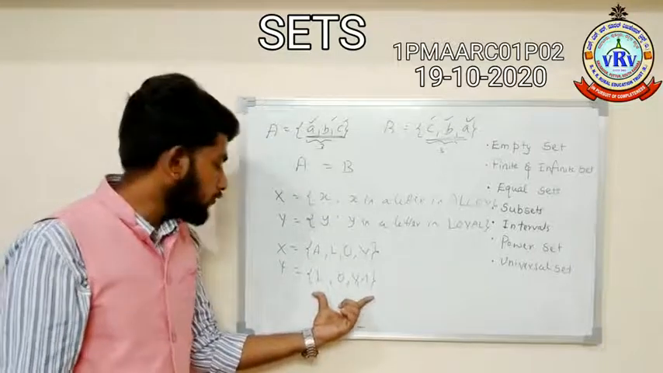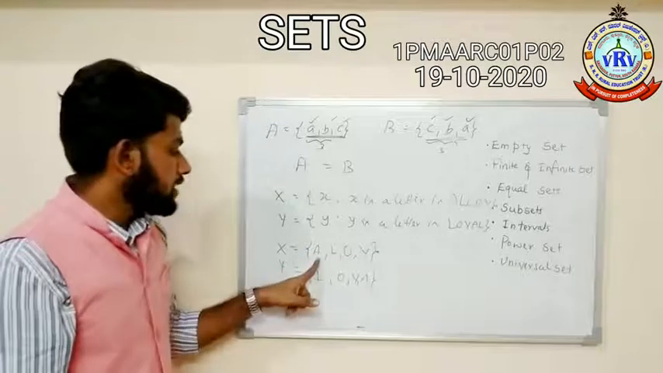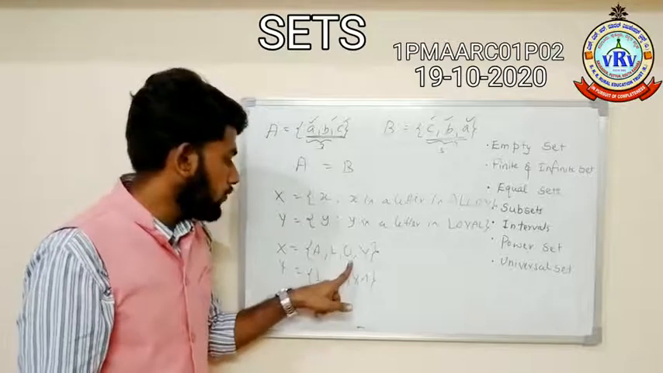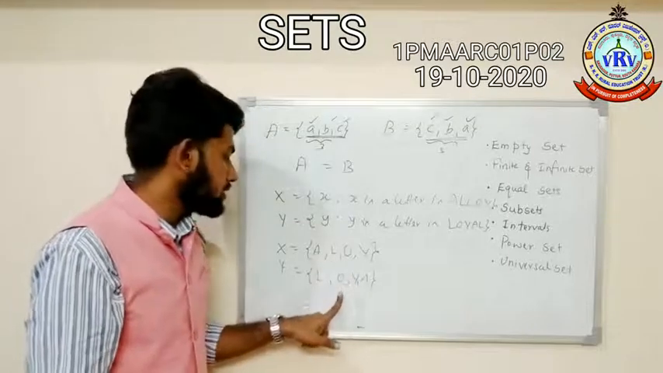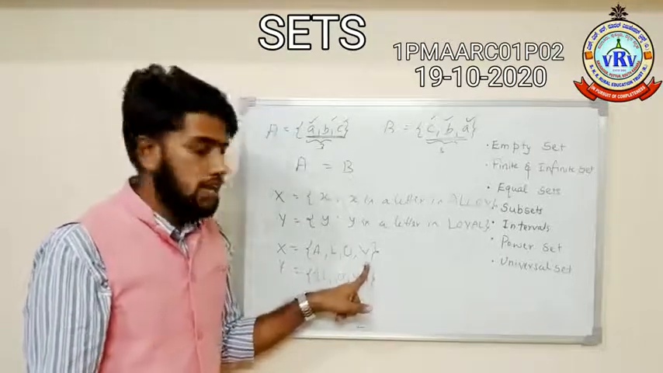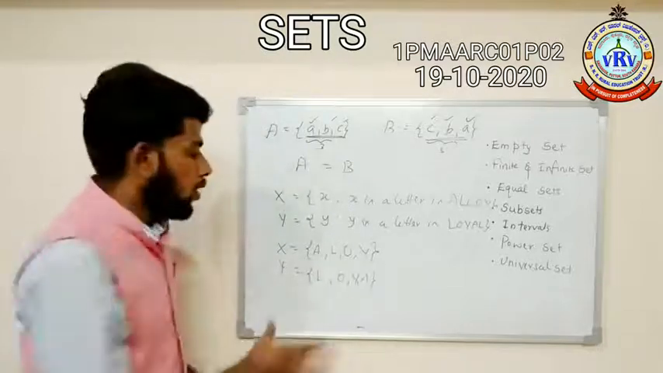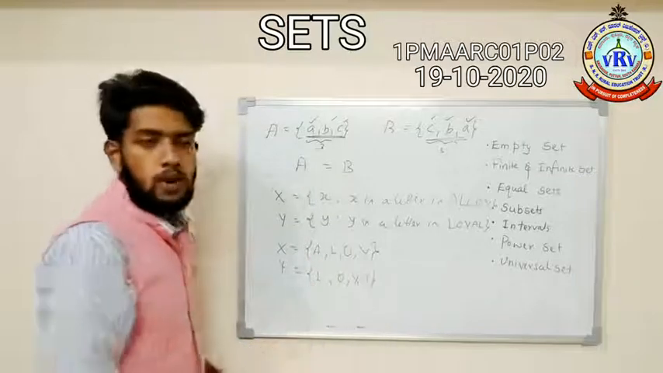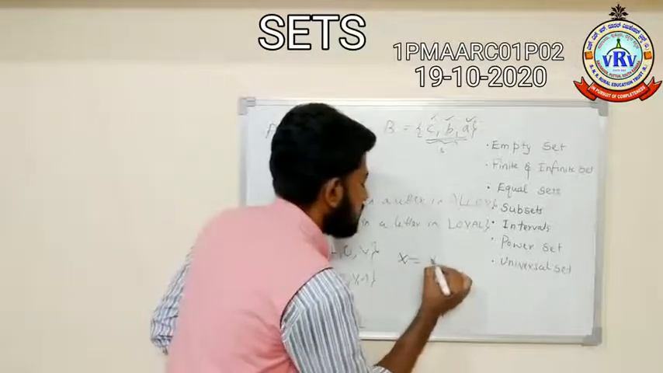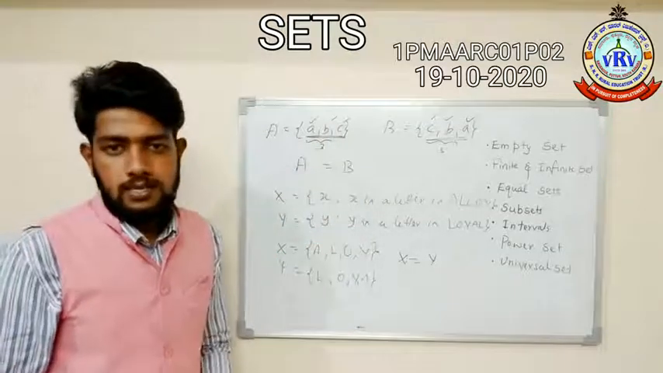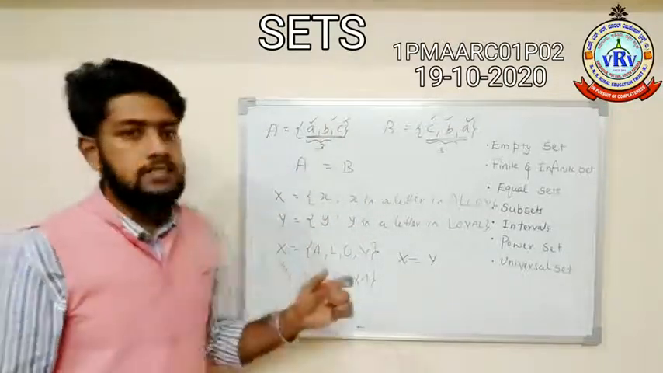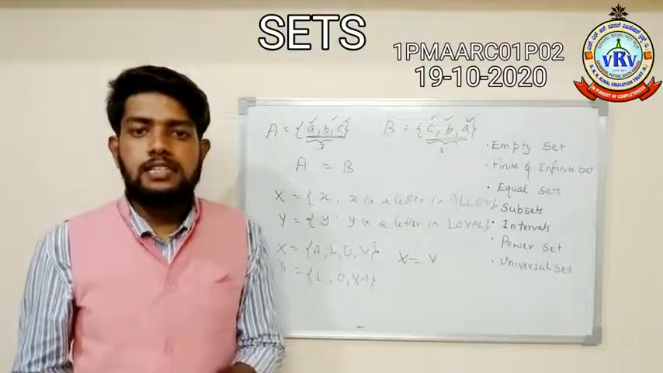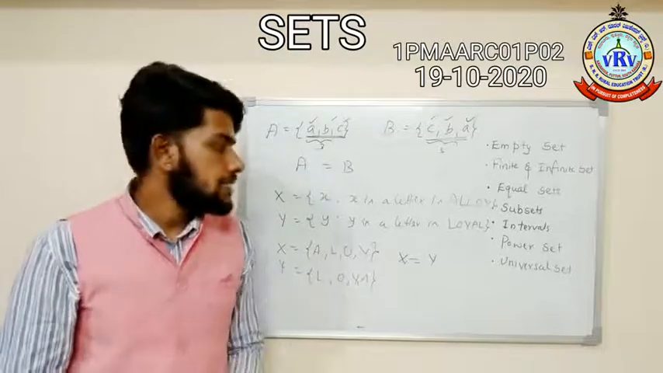the number of elements in the set Y is also equal to 4, and A is present in the set X, A is present in the set Y, L is present in the set X, L is present in the set Y, O is present in the set X, O is present in the set Y, Y is present in the set X, Y is present in the set Y. So all the elements in the set X are present in the set Y. Therefore X and Y are two equal sets. So if two sets are said to be equal sets, then all the elements in the one set should be there in the other set.